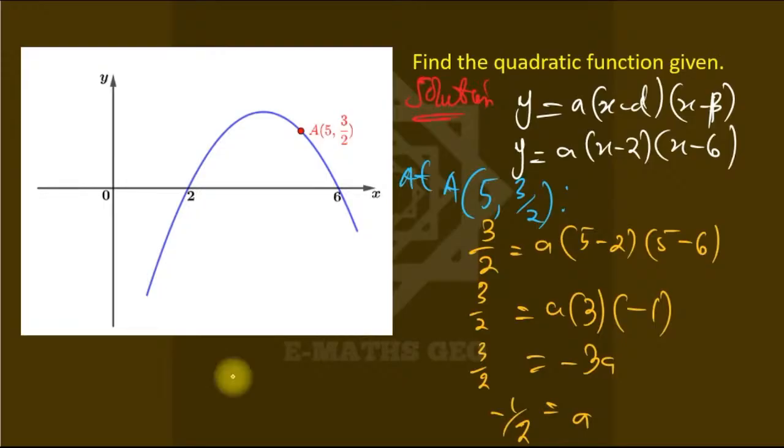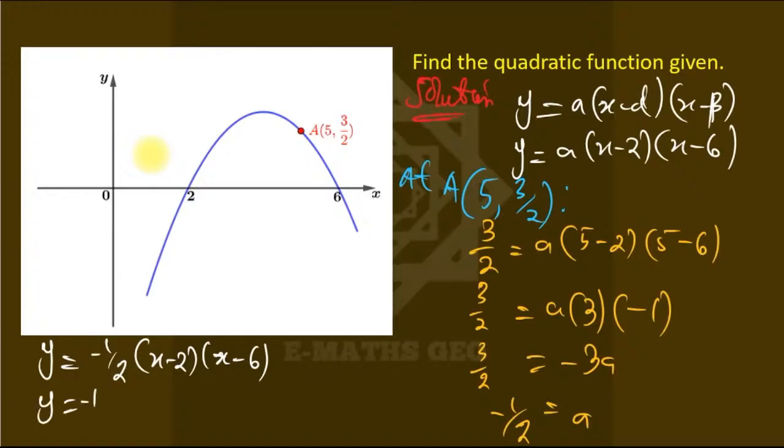Therefore, for our quadratic function, we will now substitute. We go back here, and so you always get the value of a. Very, very important. You need to get the exact value. So we have y equals minus half times (minus x minus 2) times (minus x minus 6). Though the answer could be left this way, we might decide to expand. So let's expand the bracket.